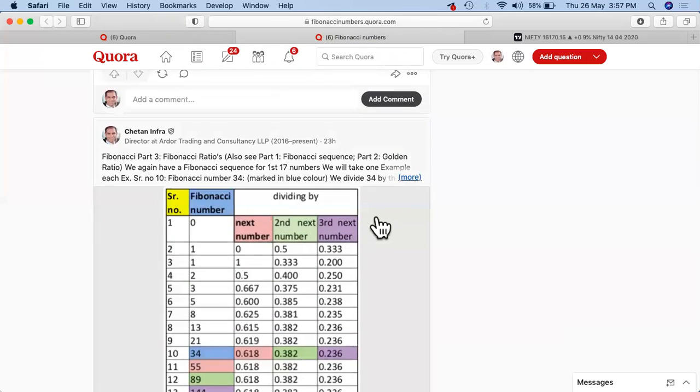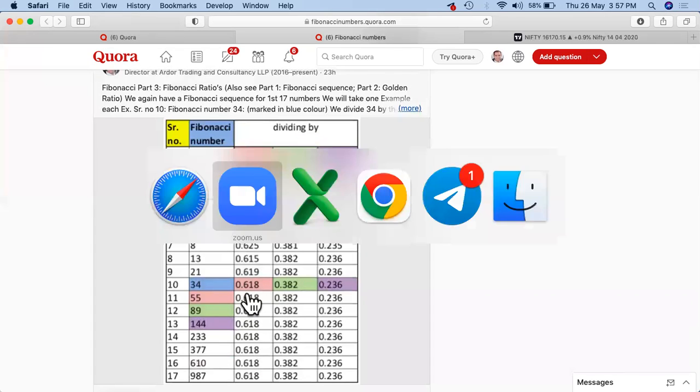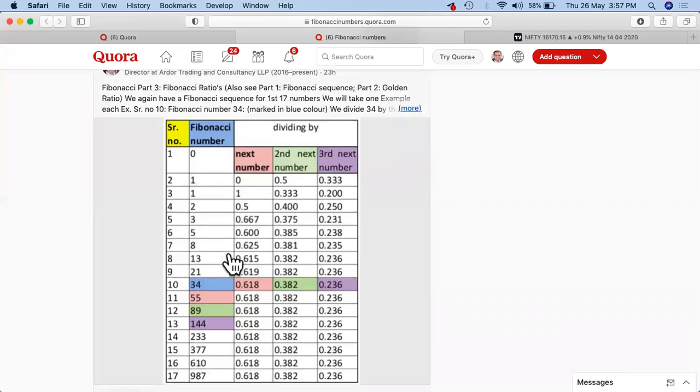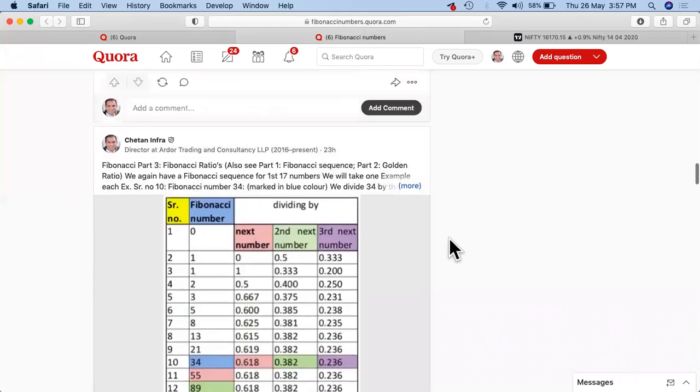Then we come down to the next part, which is Fibonacci ratios. Now we have seen various Fibonacci ratios and how to derive them. The Fibonacci ratios are 0.236, 0.382, 0.618, 0.76, right? And 0.786 is nothing but a square root of 0.618, right? Thank you so much to my friend Enzo Zonica who updated me regarding this. Actually, I missed that, but yes, I thought let's cover it in this video.